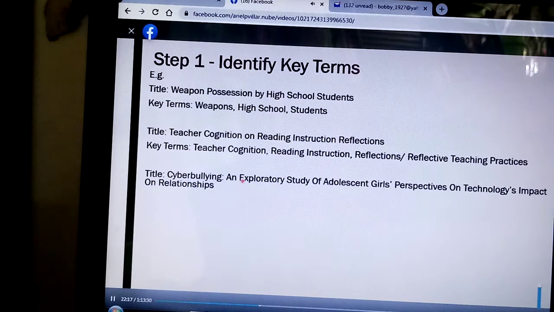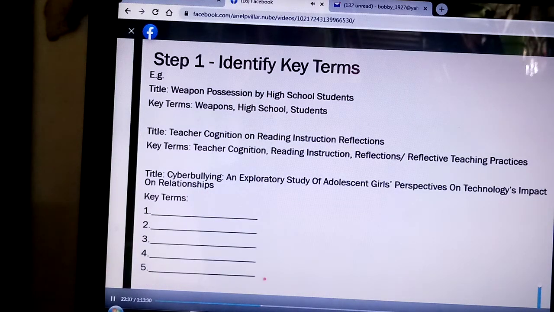Let's have another one. The title ng ating sample na introduction from the internet. Kung naalala nyo, ito po yung sample natin sa ating introduction. Cyberbullying, an exploratory study of adolescents' girls' perspectives on technology's impact on relationships. So, meron siyang 5 key terms, no? Supposedly sa classroom, i-recite natin to. Pero, what are the 5 key terms that you're going to look for review of related literature and studies based on this title? The first one is cyberbullying.